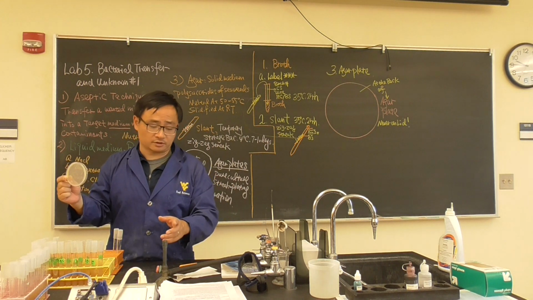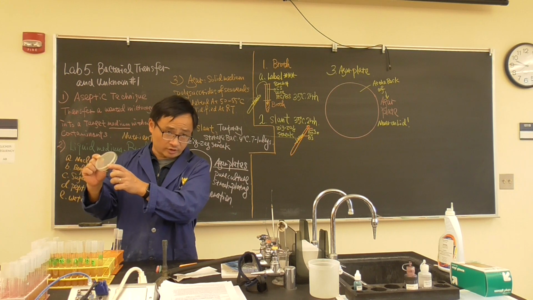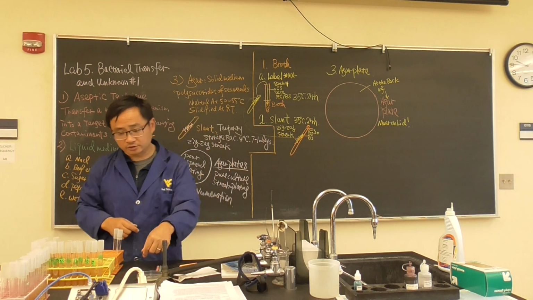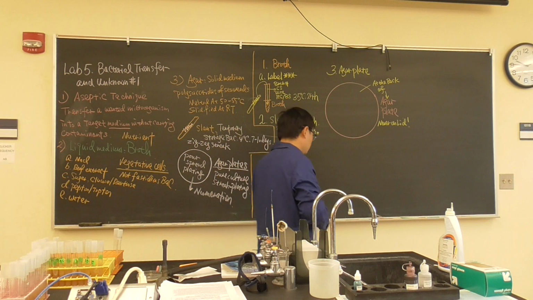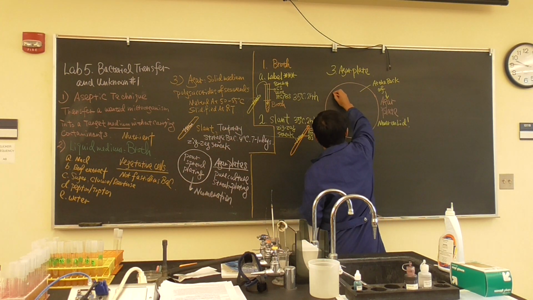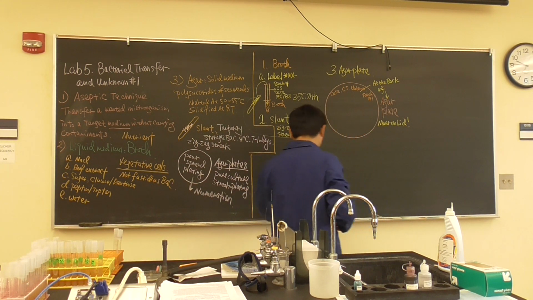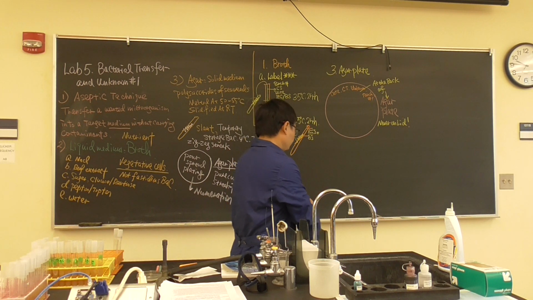Or sometimes when you're working in other labs, they may ask you to label on the edge. That is fine, but definitely not on the lid. Okay, so that's the first thing. Now, what information are we going to put? Same thing, the information is the date, initial, the bacteria name, you can just say unknown today. And very important is your bench number.